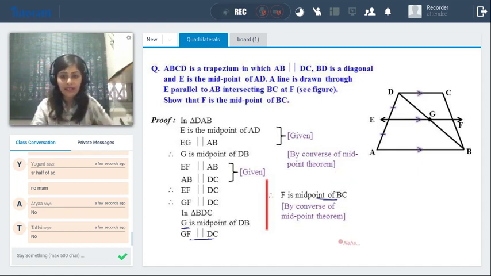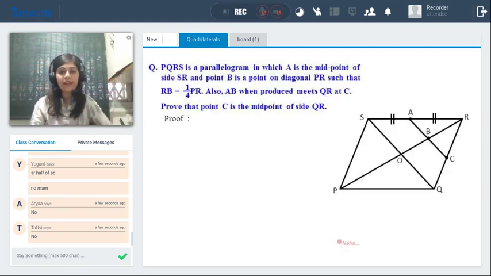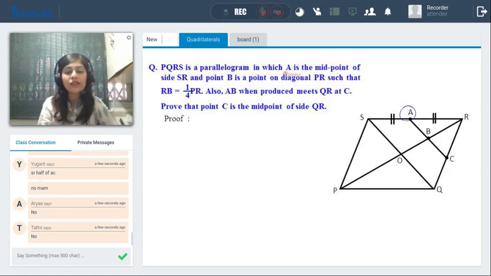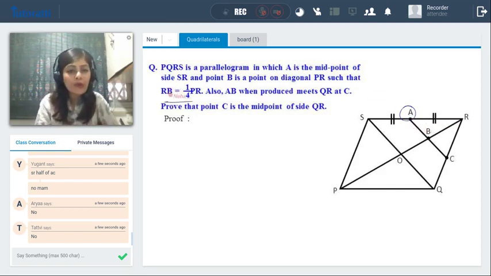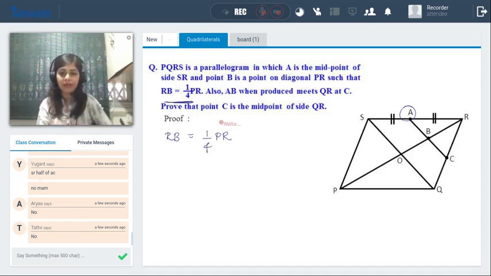Let's quickly look at the next sum now. All right. Let's see. What do we have out here? PQRS is a parallelogram, in which A is the midpoint of side SR. Again, we have one midpoint, A. Next, B is a point on diagonal PR such that RB is 1/4 of PR. Students, let's see why we have been given this information. RB is equal to 1/4 of PR. Now, let's see if we can achieve something from this.